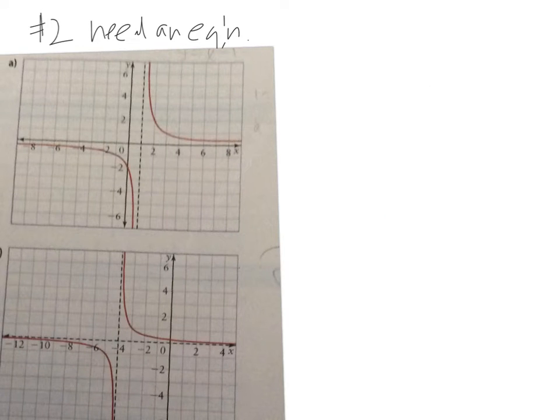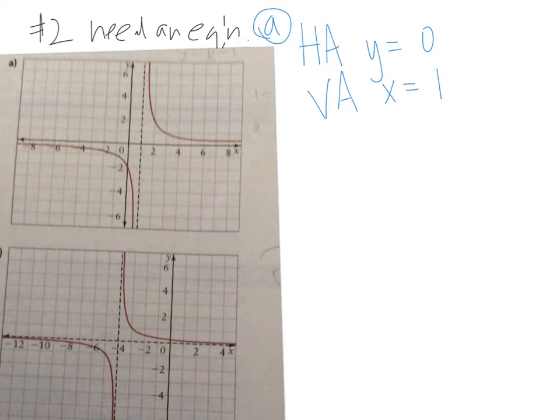Number 2, we need to determine an equation for each graph. I'm going to do part A on this page. I've noted that the horizontal asymptote for this function, running along here, is y equals 0. I've noticed that the vertical asymptote, here with the black line, is x equals 1. I've also noticed that there is no x-intercept anywhere along here, but there is a y-intercept at negative 2. Now I need to use all of these pieces of information to come up with an equation.